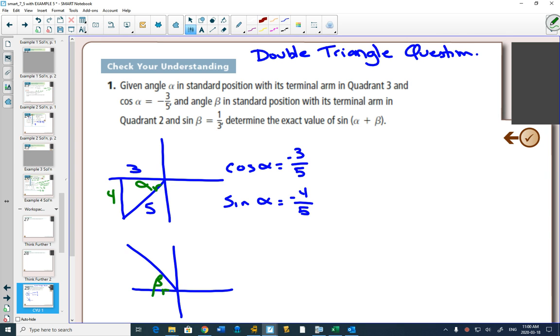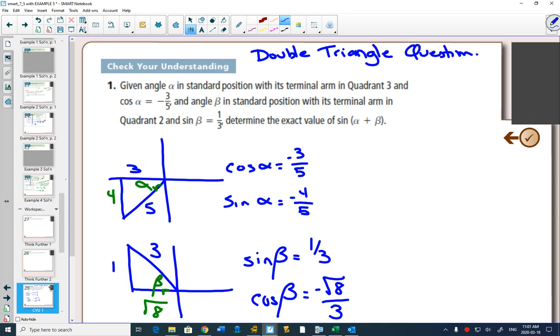Label your reference angle for beta. Make your triangle back to the nearest x-axis. We know sine is 1/3. Are you getting really good at a squared plus b squared equals c squared? The other side's going to be square root of 8. Perfect. So we already knew that sine of beta was 1/3. We now know that cos of beta is negative, because it's in quadrant 2, root 8/3. That's our preliminary work with 2 triangles.